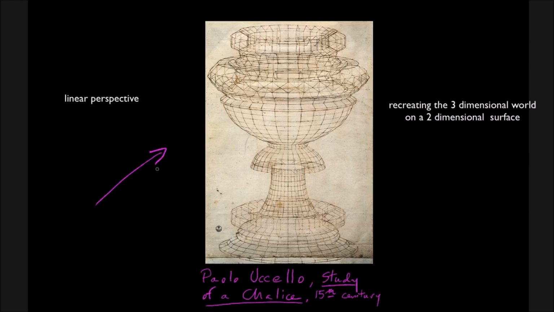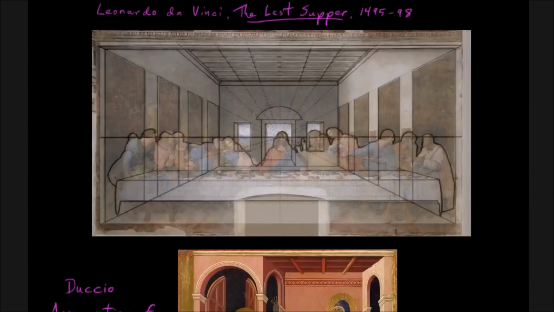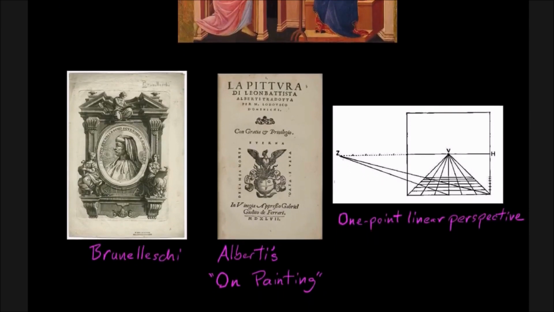Well, look at this Paolo Uccello. Look at this study of a chalice. This wasn't done on a computer. This was done with pen and ink on paper. No Photoshop. So let's give a little bit of historical background, and then we'll talk about how it's done. Okay, so let's start first with what the problem was.